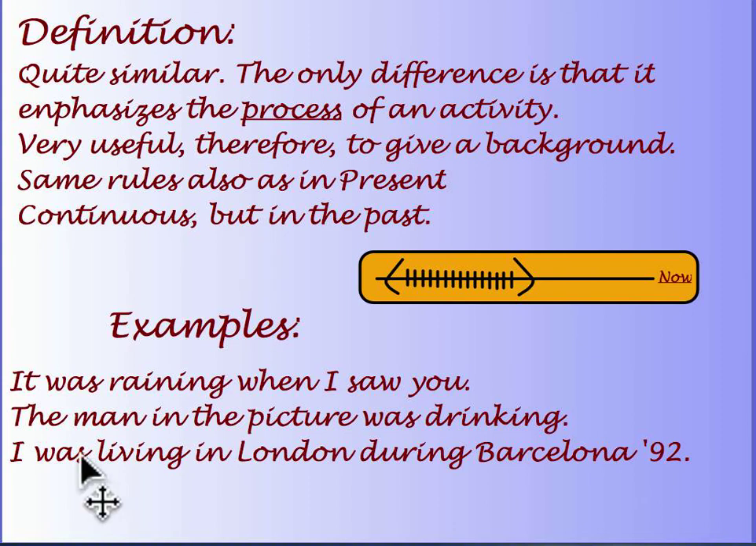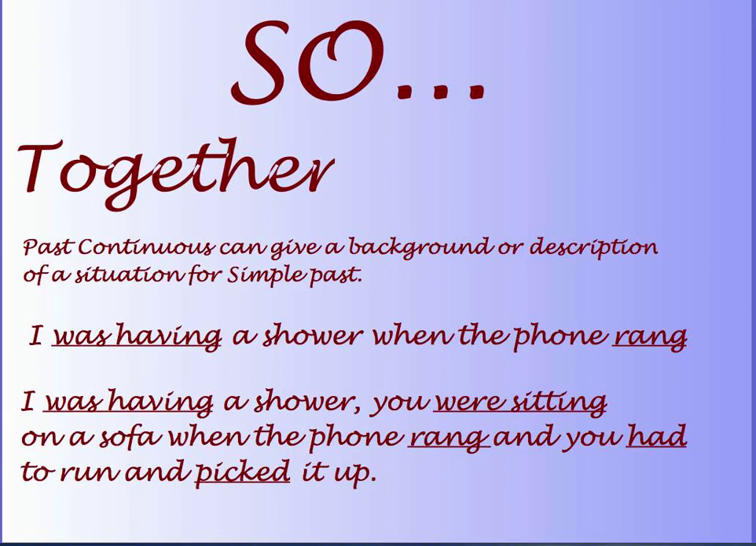That's it. Or I was living in London during the Olympics. The Olympic Games and the process around this moment. Temporary. Again, the same rules as in present continuous. It was a temporary situation in that moment in the past. So, we can put them together in the speech. We're going to focus a little bit more on that idea of background that I was explaining before, because past continuous can give a background or description of a situation for simple past.